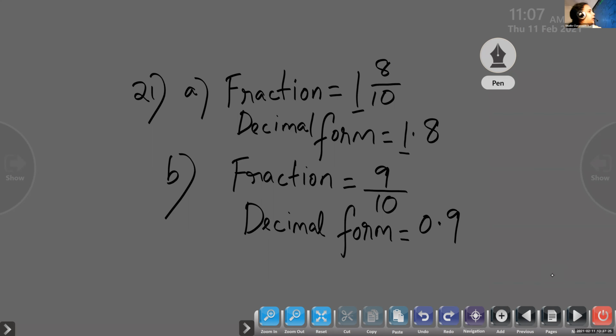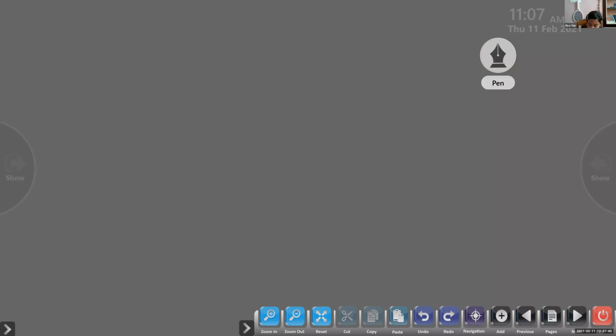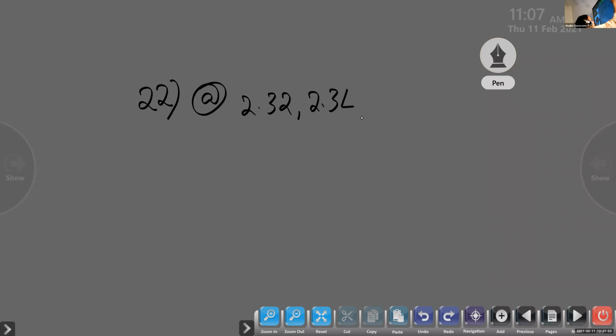Question number 22, Diya, can you read? That is complete the pattern, missing letters. Yes, that we know already. Here, this is for decimal numbers, only that much difference. Observe the pattern in these decimals and write the next 3 numbers in each. Question number A, we have the pattern 2.32, 2.34, 2.36.